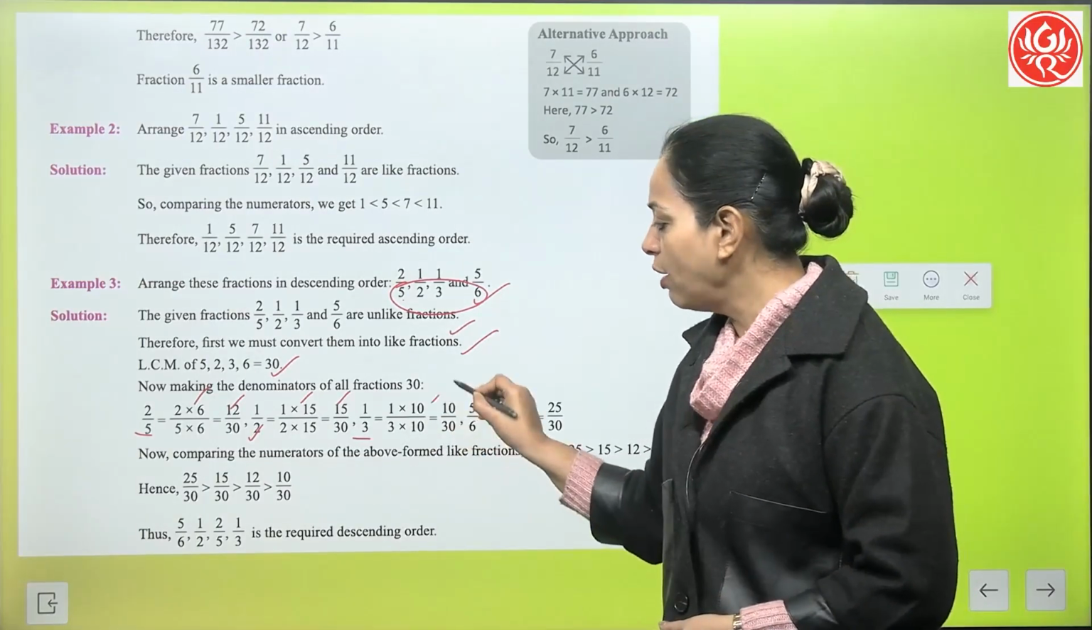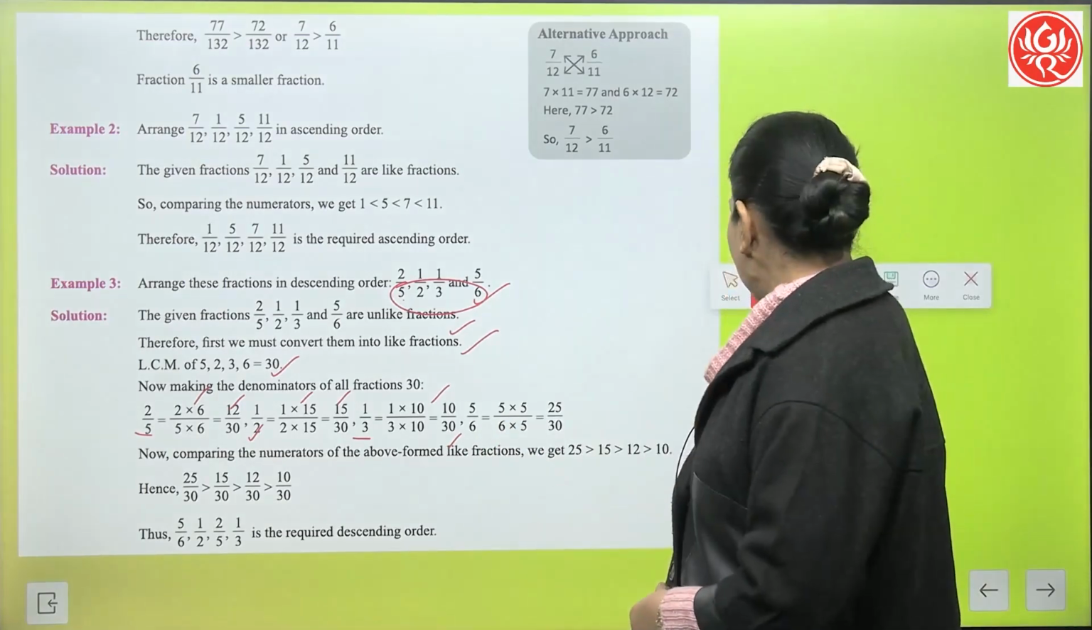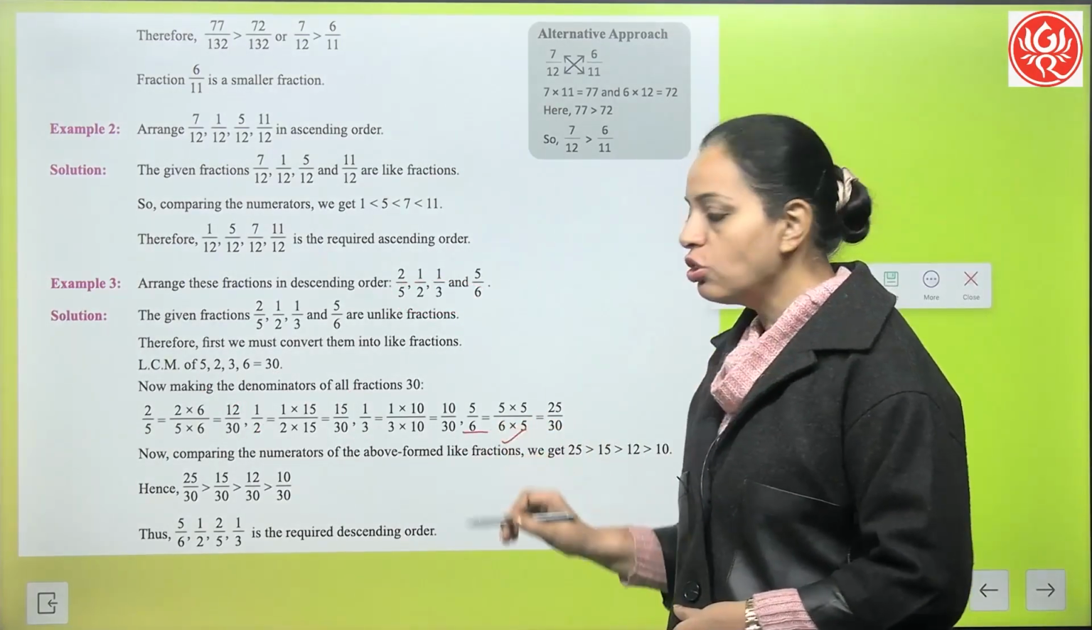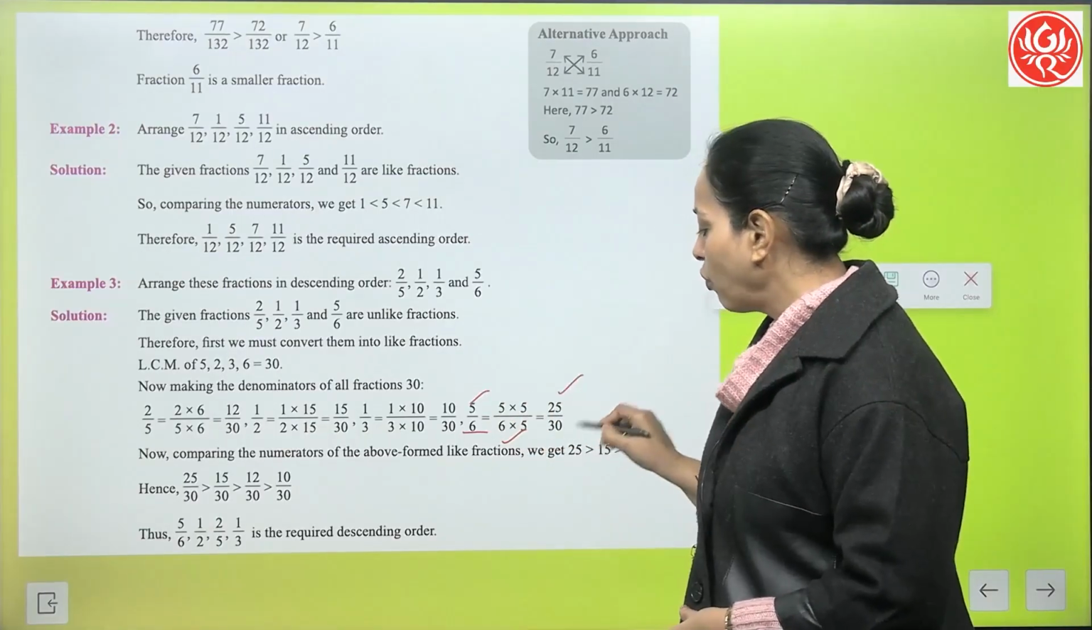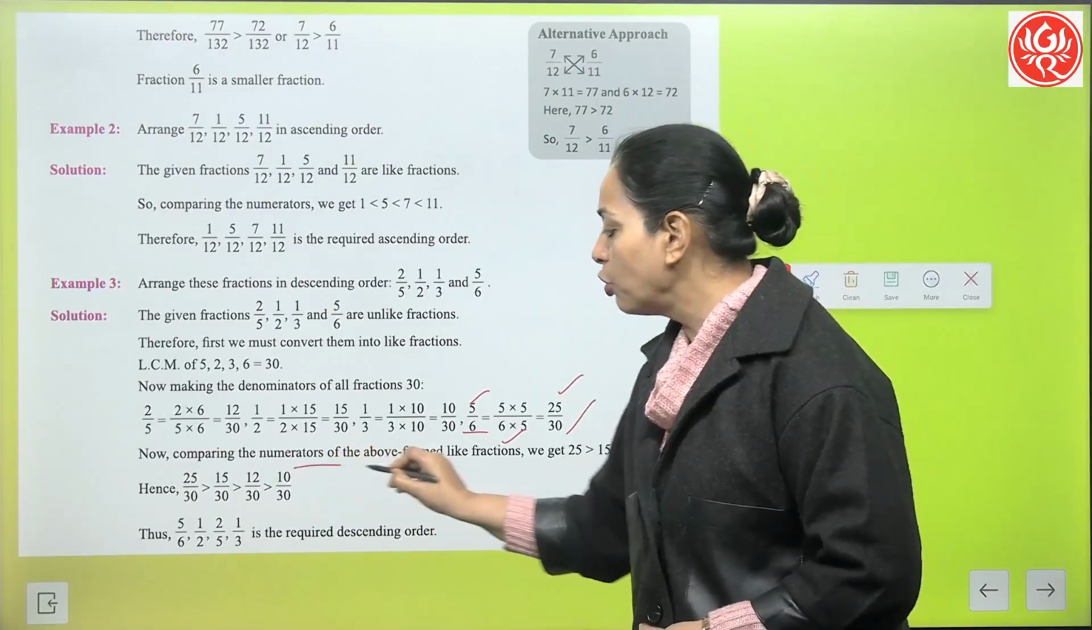So 3 into 10, 1 into 10, 10/30. And the last is 5/6. So 6 into 5, 5 into 5, 25/30. Now we can compare the numerators.